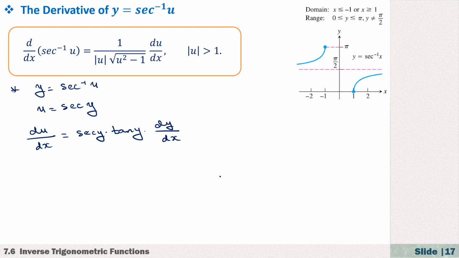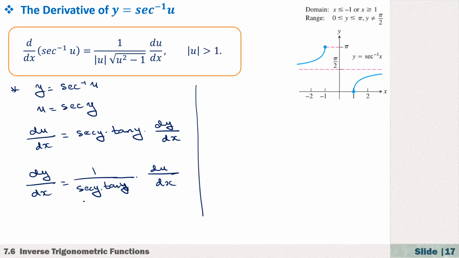The derivative of secant of x is secant of x times tangent of x, and here y is a function of x. That's why we write dy dx, because y is a function of x. Now I'm going to find dy dx. It is equal to 1 over secant of y times tangent of y, times du dx.